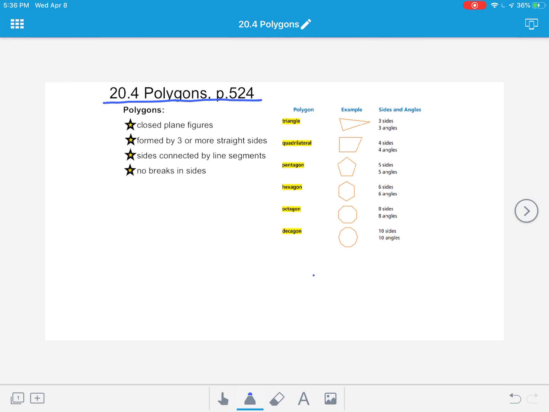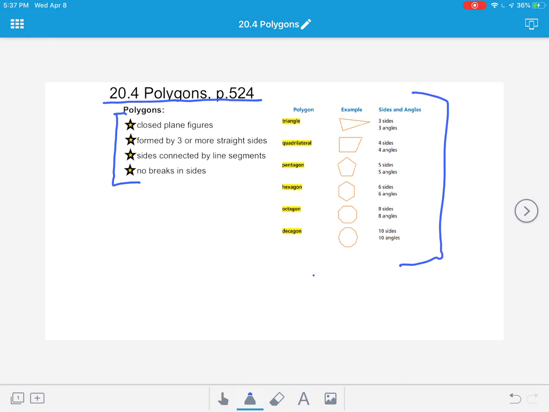You'll need to pause the video and take down this vocabulary slide into your journal. I would like you to write in these definitions of what a polygon is, and I would like you to copy down your own chart of the different names of polygons, the examples, and how many sides or angles it has. I know this might take you some time, so please pause the video and copy that down now.